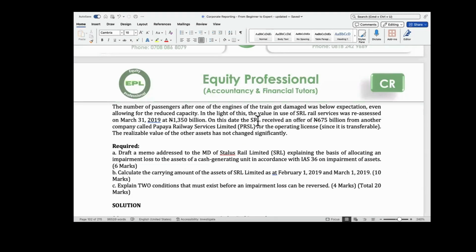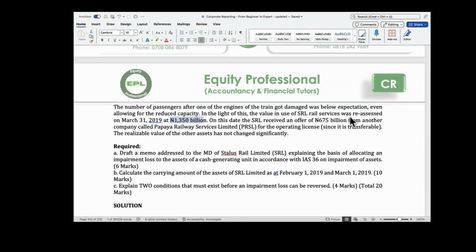On this date, SRL received an offer of 675 from another company called Papaya for the operating license. Okay, so somebody came and said he wants to buy the license for 675. This is transferable. All right, so the realizable value of other assets has not changed significantly.